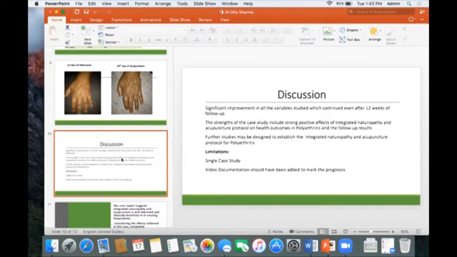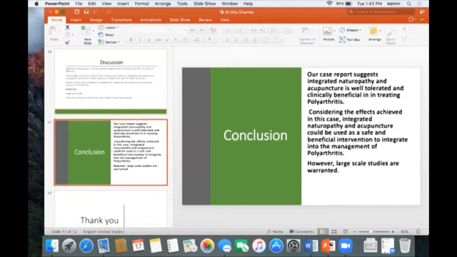And what are the limitations? Yes, limitations are there: it's just a single case study, and we need to apply this to a large group of patients. We also lack video documentation where we could show the marked prognosis. And there are many studies that support that.